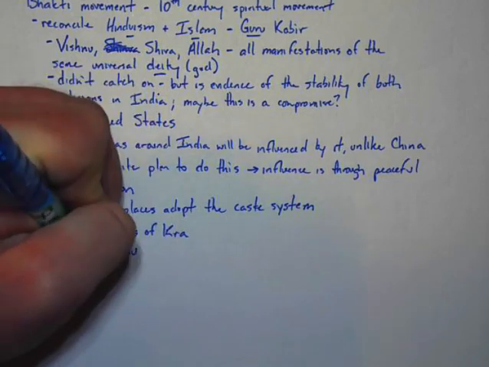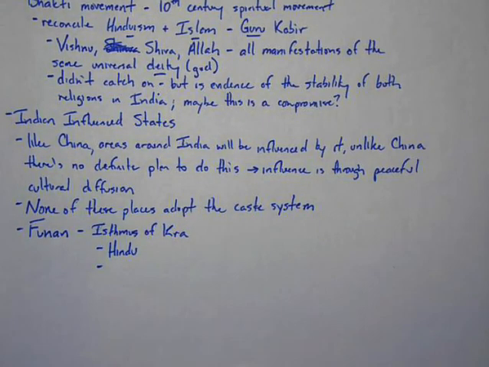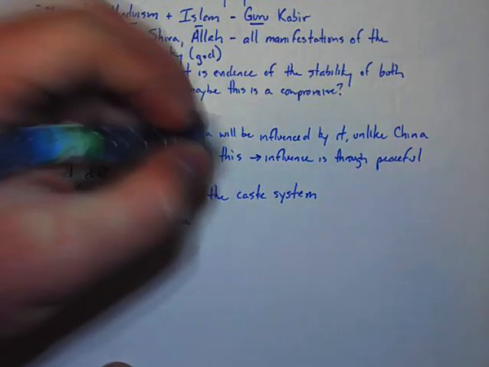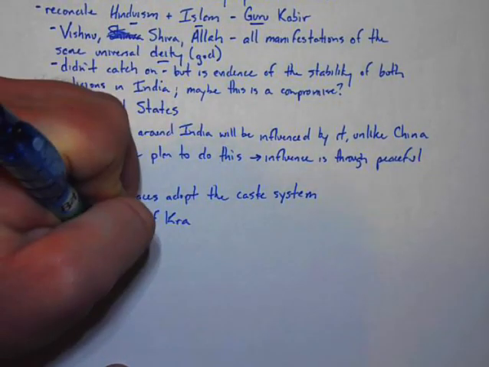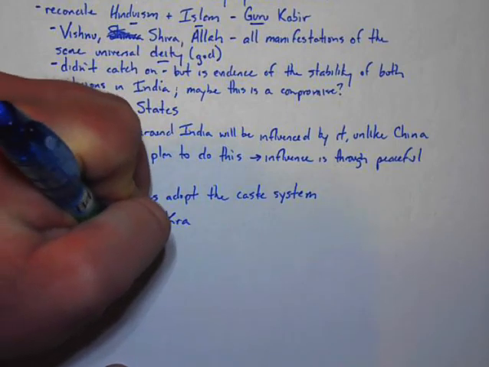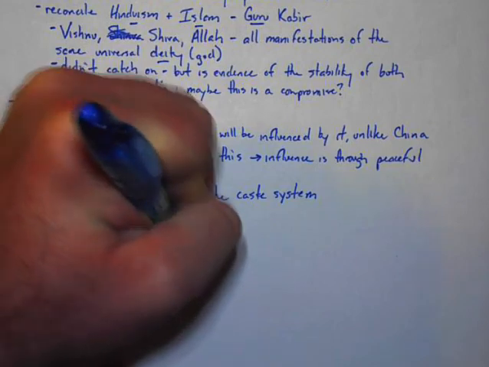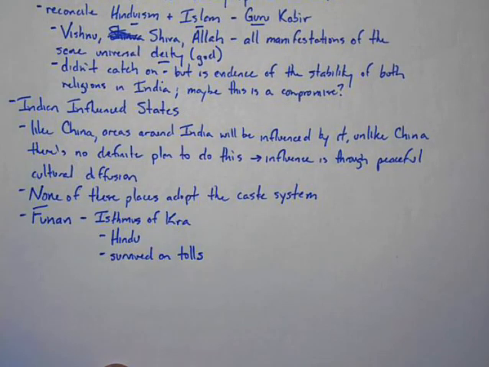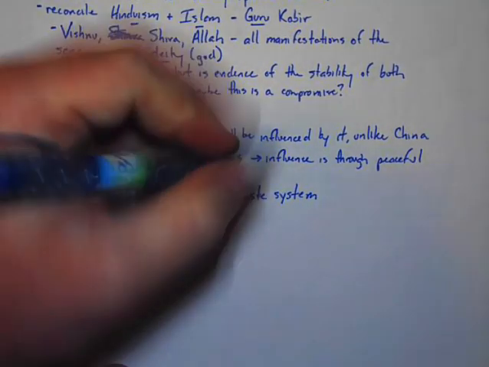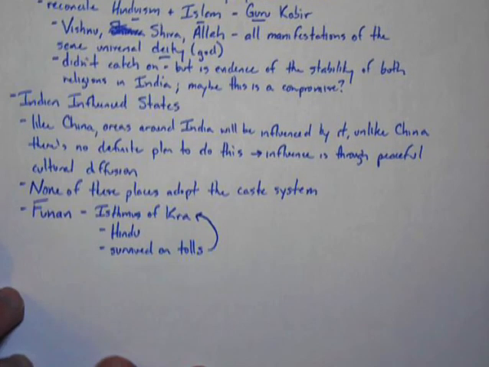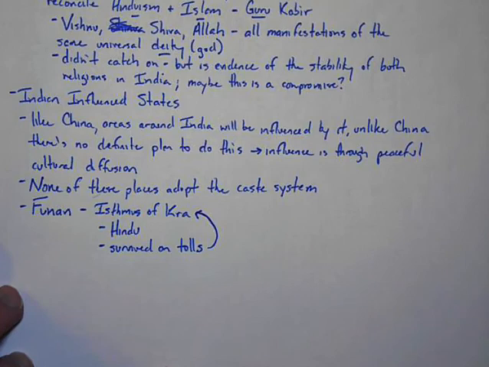But the only thing to really note about these guys is that they basically just survived on what were essentially tolls. So this Isthmus of Kra, they charged you to go across the Isthmus of Kra.